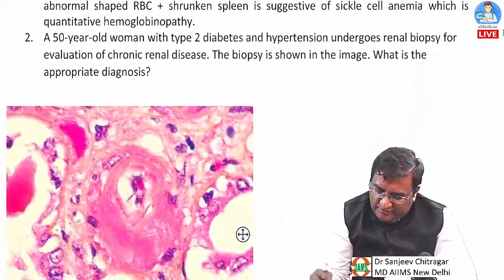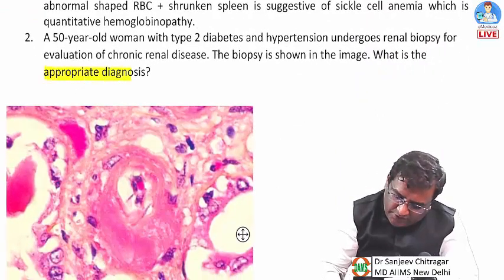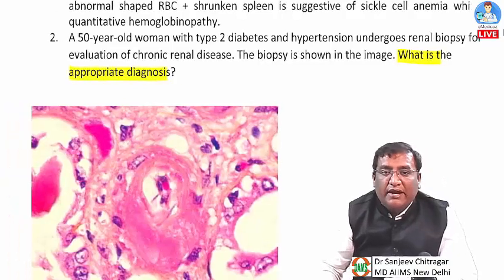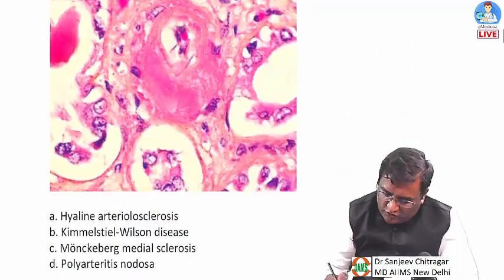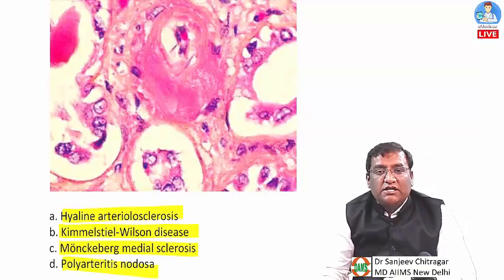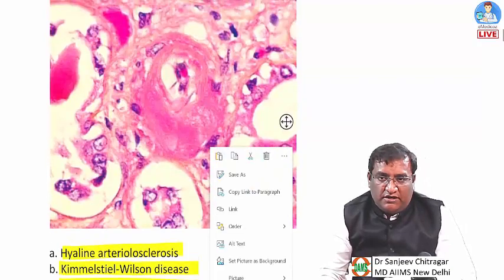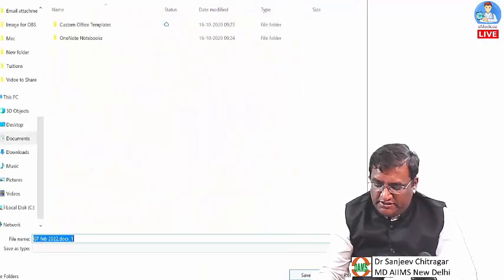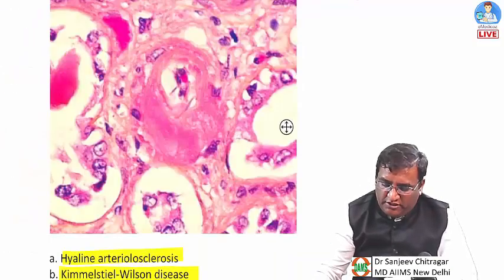Last line again, let me look. Which of the following is the appropriate diagnosis? There is an image given to us, and the options given are hyaline arteriosclerosis, Kimmelstiel-Wilson lesion, Monckeberg medial sclerosis, polyarteritis nodosa. Four options are given. Let us look at the question, and there is an image also given.